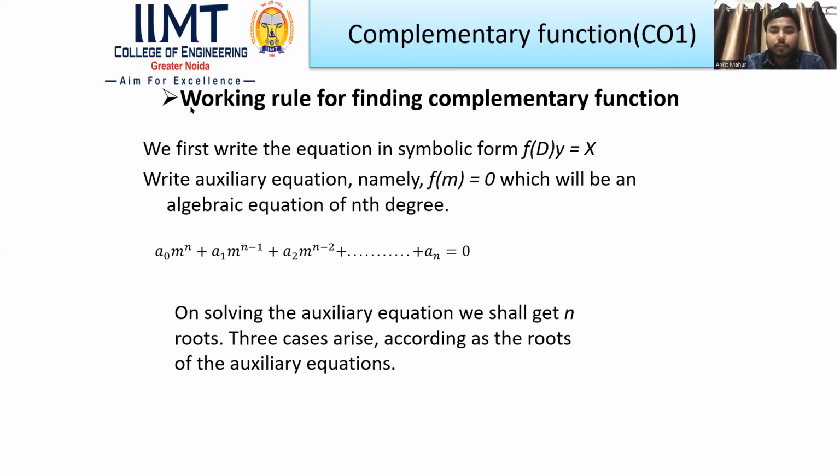Now I am going to discuss the working rule for finding complementary functions. We first write the equation in symbolic form, f(D) y = X. Write the auxiliary equation, namely f(m) = 0, which will be an algebraic equation in m: a0 m^n + a1 m^(n-1) + a2 m^(n-2) + ... + an = 0. So replace D by m and y by 1, and we get the auxiliary equation. On solving the auxiliary equation, we shall get n roots. Three cases arise according to the roots of the auxiliary equation.